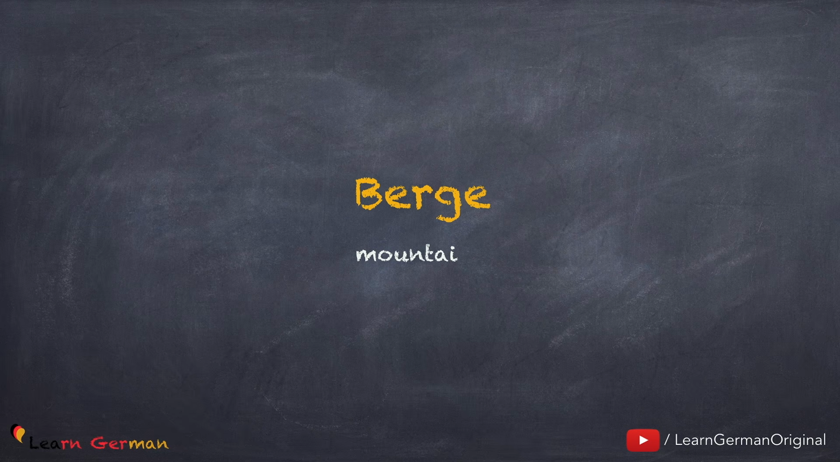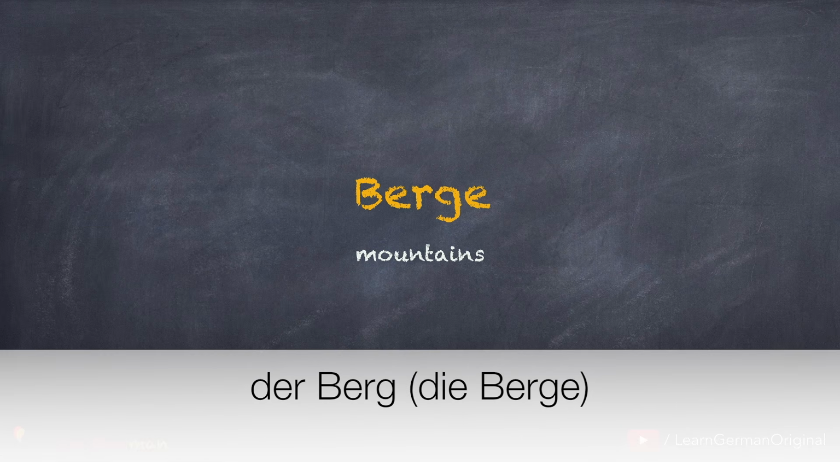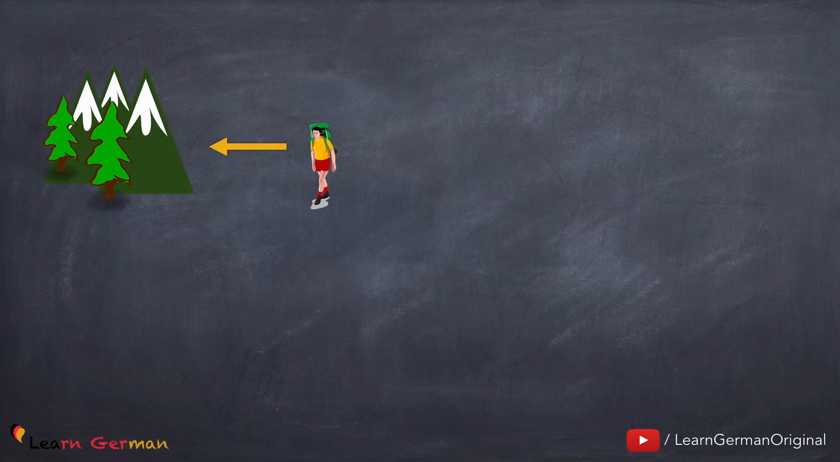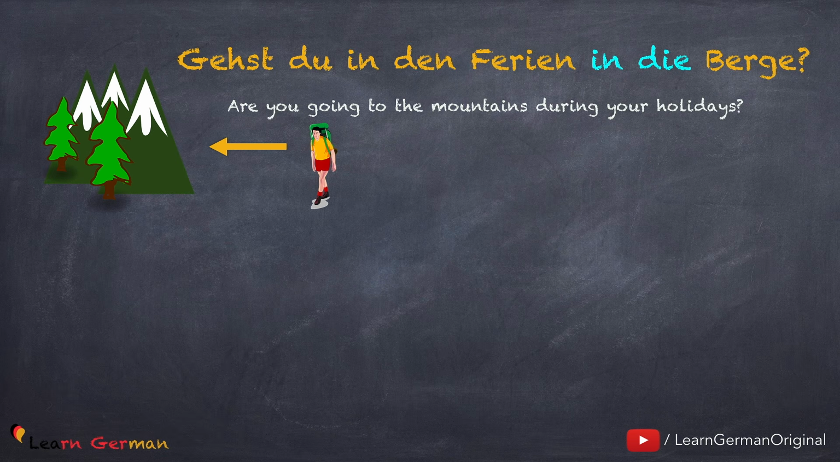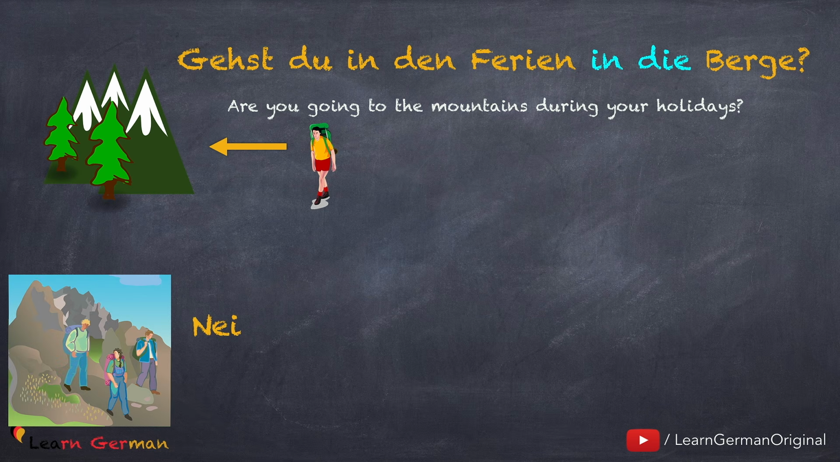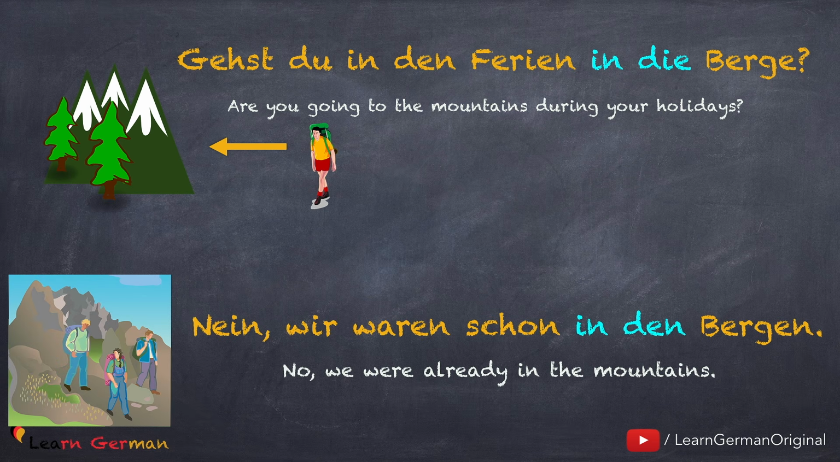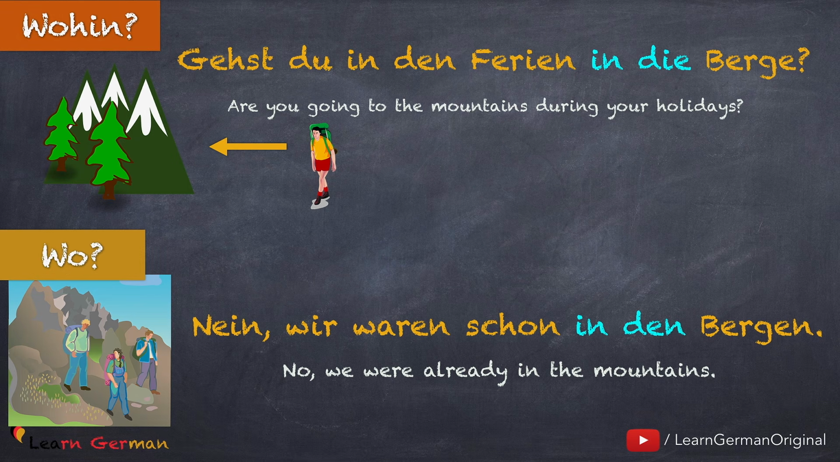This preposition is also used with Berge. Let's look at the examples. Gehst du in den Ferien in die Berge? Nein, wir waren schon in den Bergen. So whether you're talking about a movement or a position, you will use the preposition in, but with the correct article.